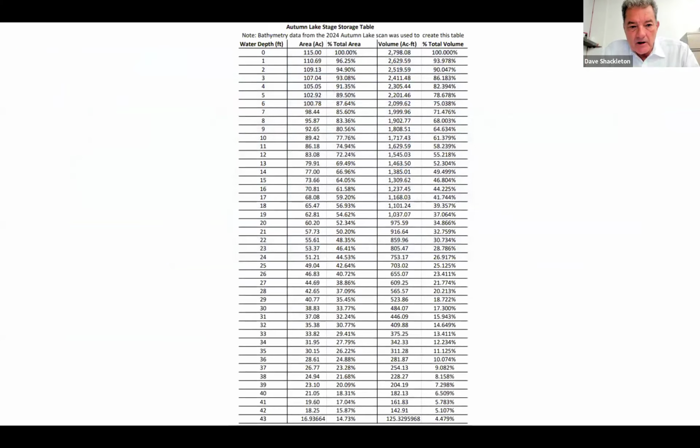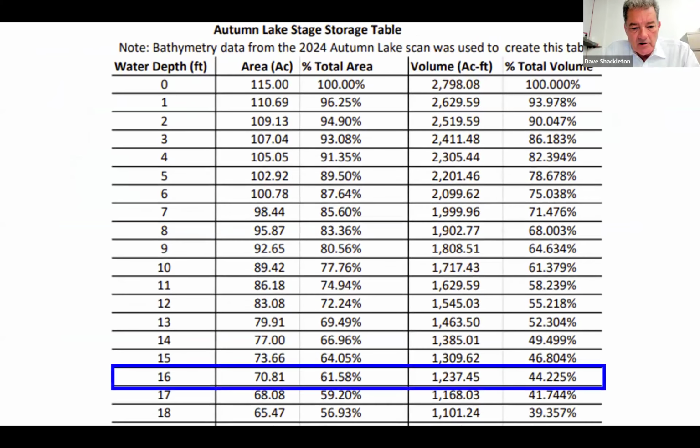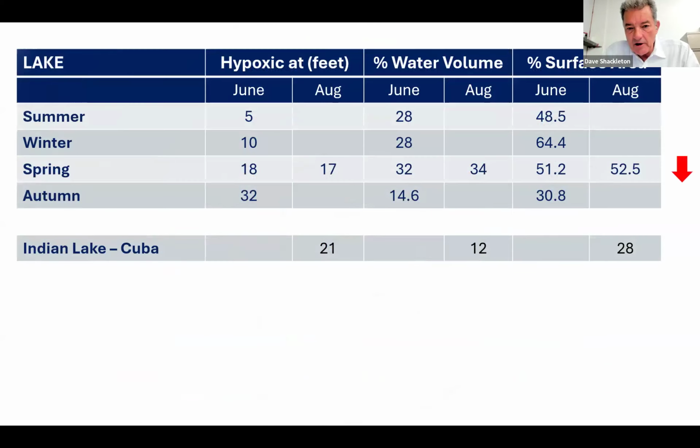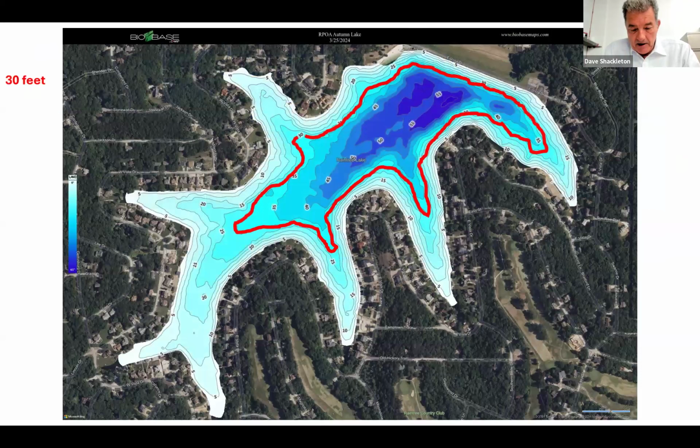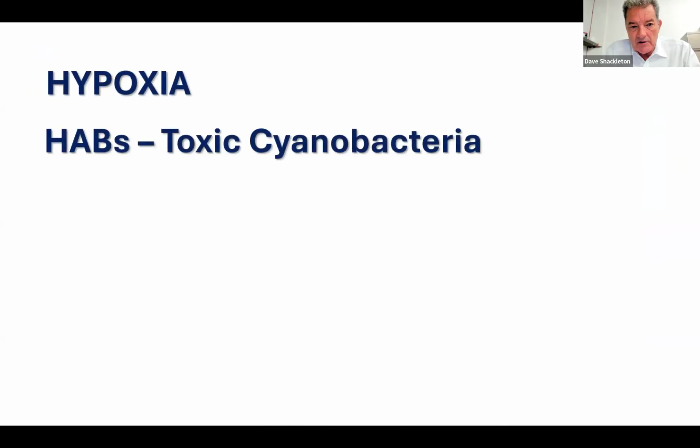The alarming thing is that last week in August, on the 8th of August, when we went to measure it, it became hypoxic at 16 feet, which means now 61% of the surface area and 44% of the water volume is hypoxic. So that's been quite a dramatic change in Autumn Lake. And to give you some idea, that is the 30-foot contour, that's a 15-foot contour. So the degree of hypoxia has increased dramatically.